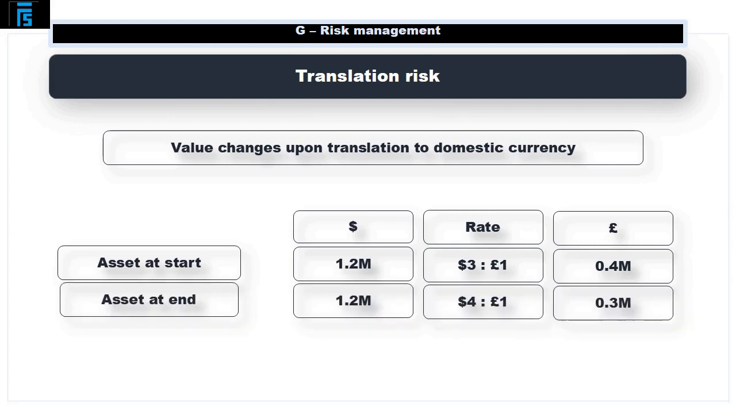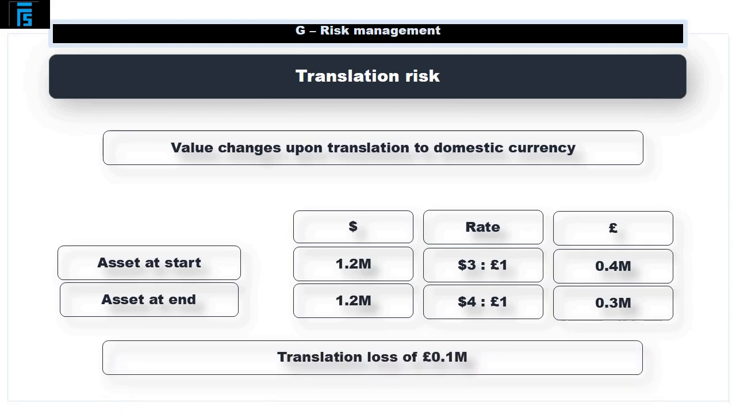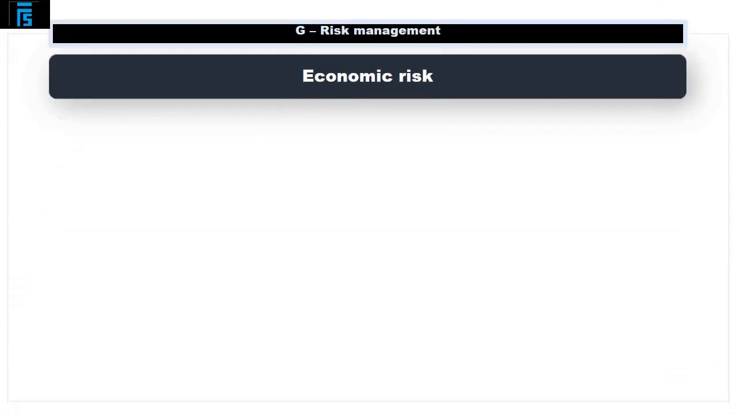At the end of the year, when the exchange rate was $4 to the pound, the asset value appears to have fallen to £300,000, 1.2 million divided by 4, a loss of £100,000.